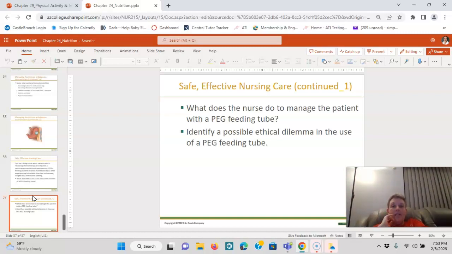And then identify a potential ethical dilemma in the use of a PEG feeding tube. What would be the ethical dilemma? Feeding a patient that doesn't want to feed and wants to die? So are we keeping people alive for their monthly check? Tons of situations out there on the internet about a feeding tube. Parents want it removed. Ethically, we can't. What's the ethical dilemma of feeding someone? Okay. Fabulous.